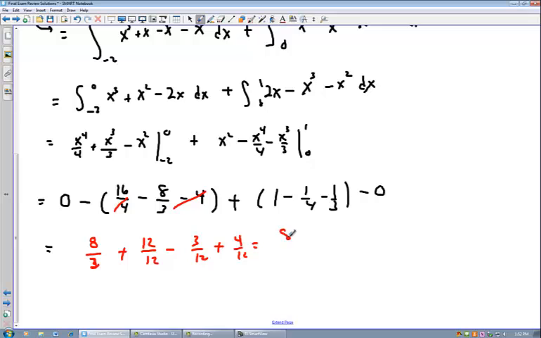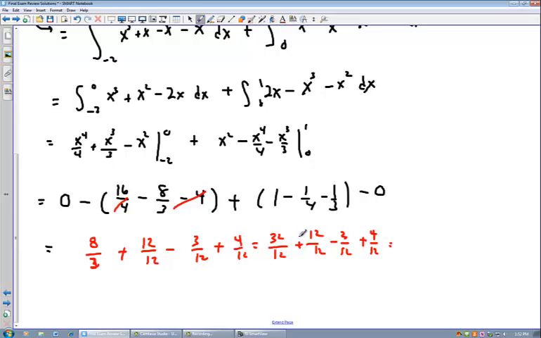And so that's going to be equal to, and I guess I should get, why not just get a common denominator on the first one too? All right, so let's get a 12 here. And so I multiply top and bottom by 4, so I get 32 over 12, plus 12 over 12, minus 3 over 12, plus 4 over 12. And so we can do this addition.